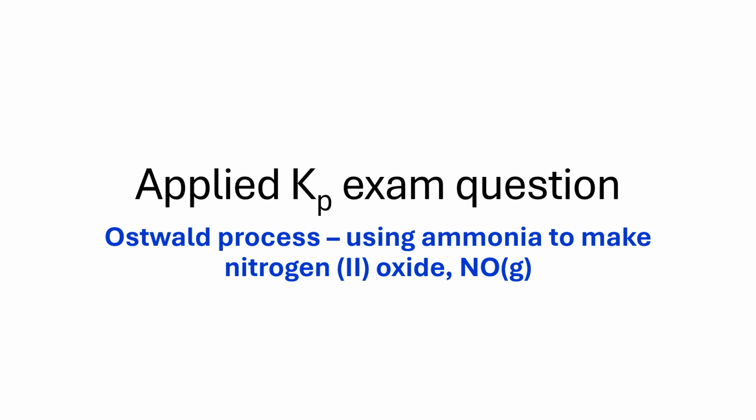Hello and welcome to this look at an applied Kp exam question on a process that's often employed after the Haber process has been used to make some ammonia in the chemical industry. This is called the Ostwald process, and you don't need to know about the Ostwald process, but it's used to make something called nitrogen(II) oxide, sometimes known as nitrogen monoxide.